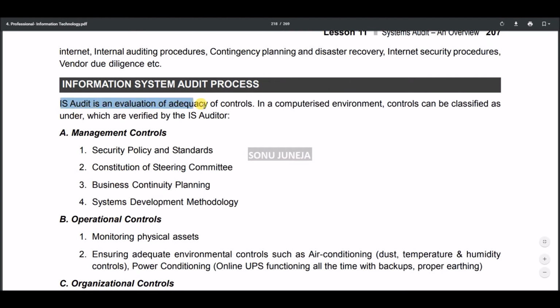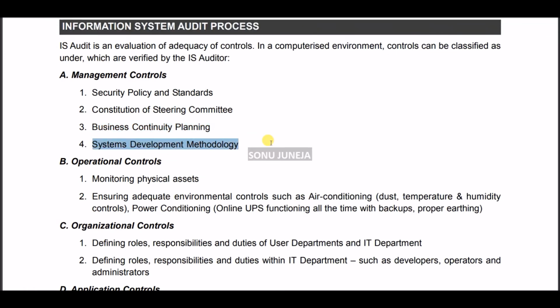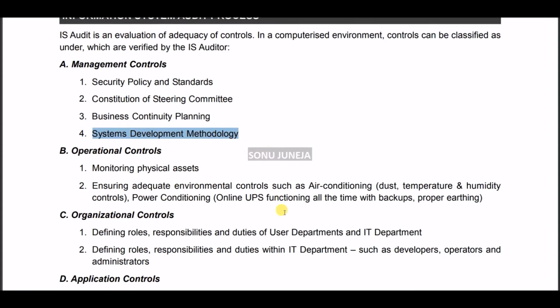Information system audit is an evaluation of adequacy of control in a computerized environment. Controls can be classified as under, which are verified by the information system auditor: management control, security and policy standards, constitution of steering committee, business continuity planning, system development methodology. So in the information system audit process, what all things will be considered? First, management, operational, organizational and application controls.